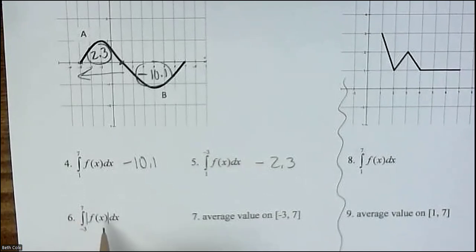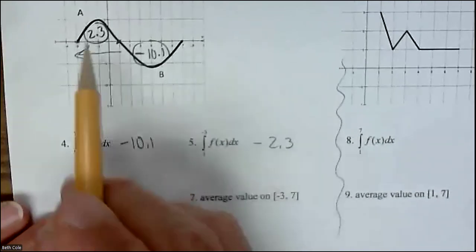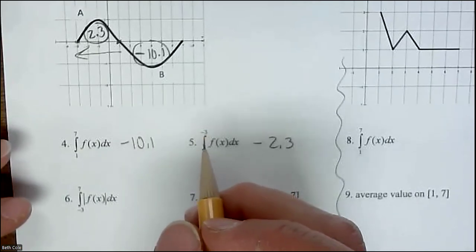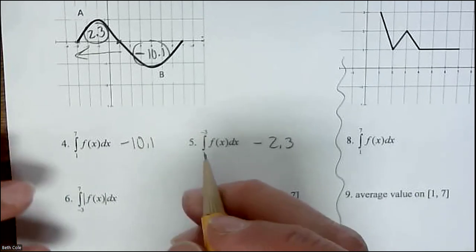From -3 to 7, but you want to treat it all like it's positive. So the whole thing, but treat it all like it's positive. 12.4.